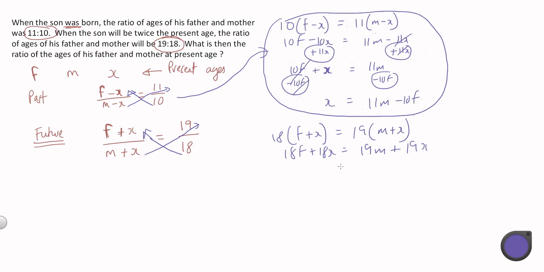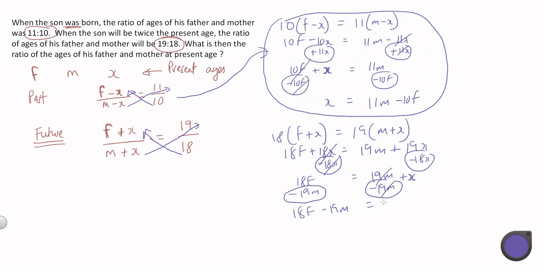I want x the subject of the formula, so pick on the smallest x. I'm going to get rid of this 18x. Same on the other side. 18x minus 18x, they cancel out. You're left with 18f. And then 19x take away 18x is just 1x. I want to make x the subject of the formula, so take away 19m. That leaves me with 18f minus 19m on the left hand side. These cancel, I'm left with x.